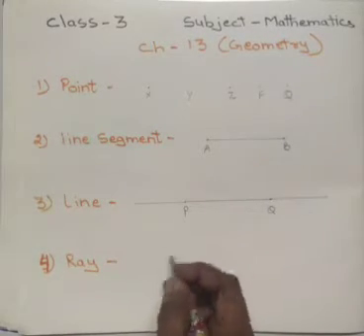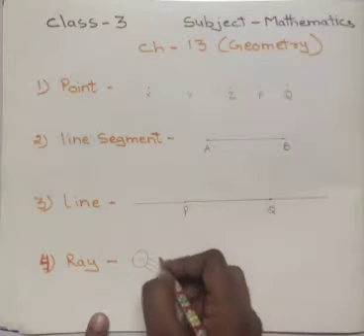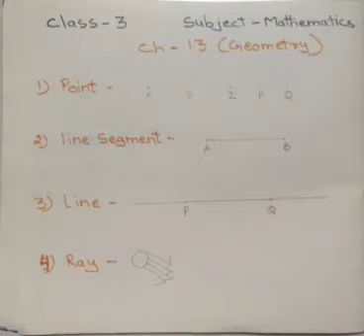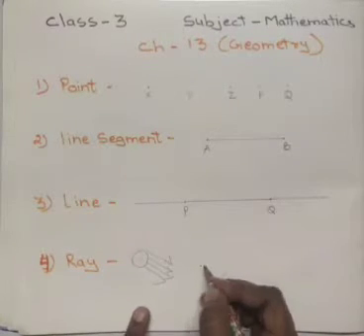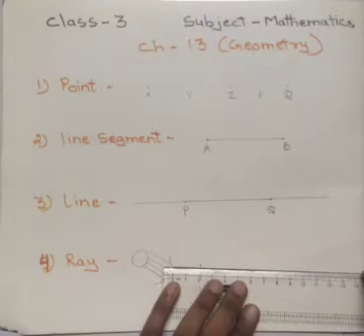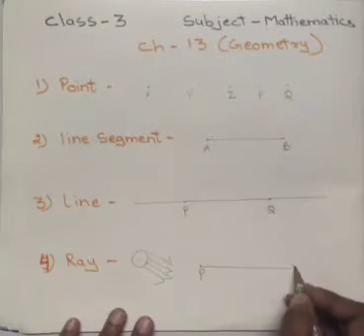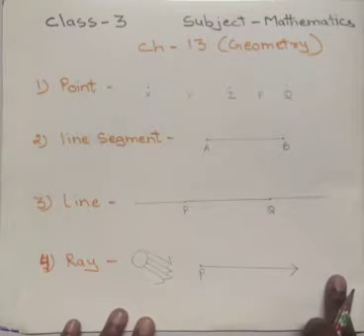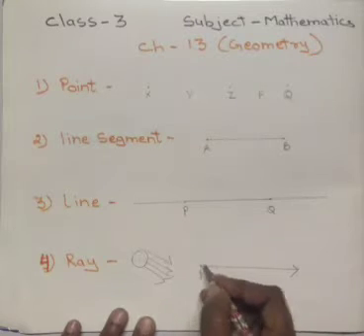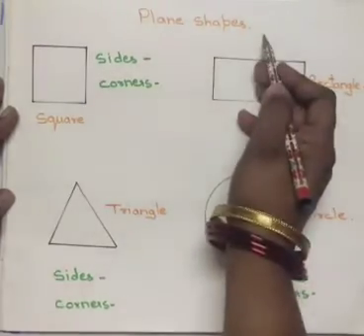Then a ray. You must have seen sun rays. They start from the sun, then move towards the earth, so it has a beginning but no end. In the same way here also, let's take a point P. A ray starts from one point and has no end. It can keep on moving in any direction, so it has a beginning but no end.